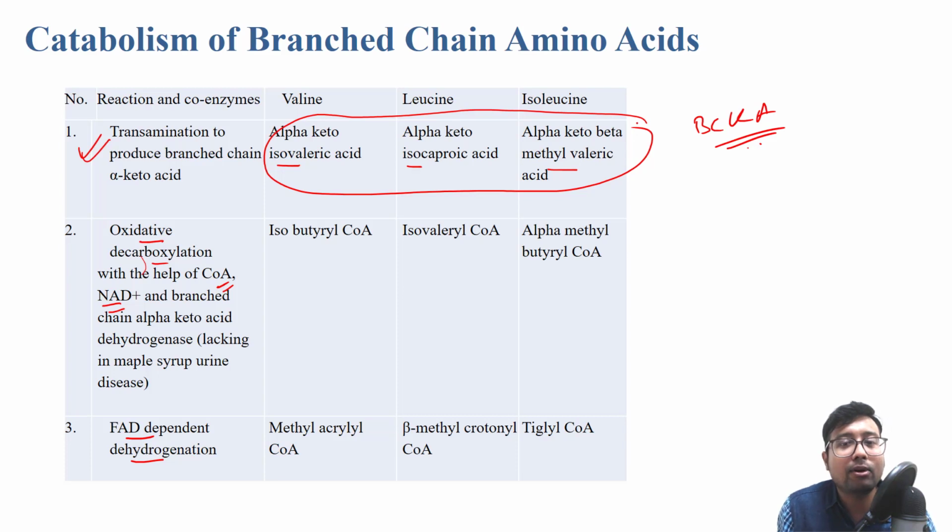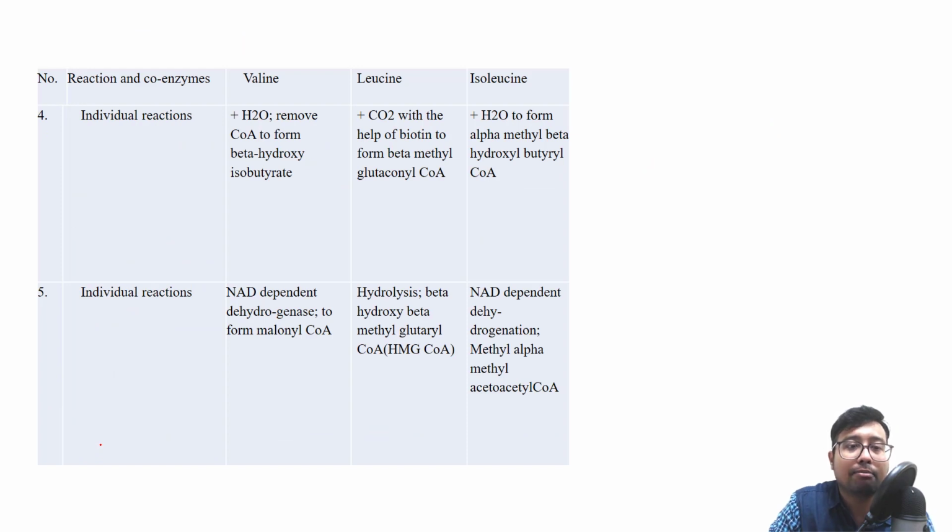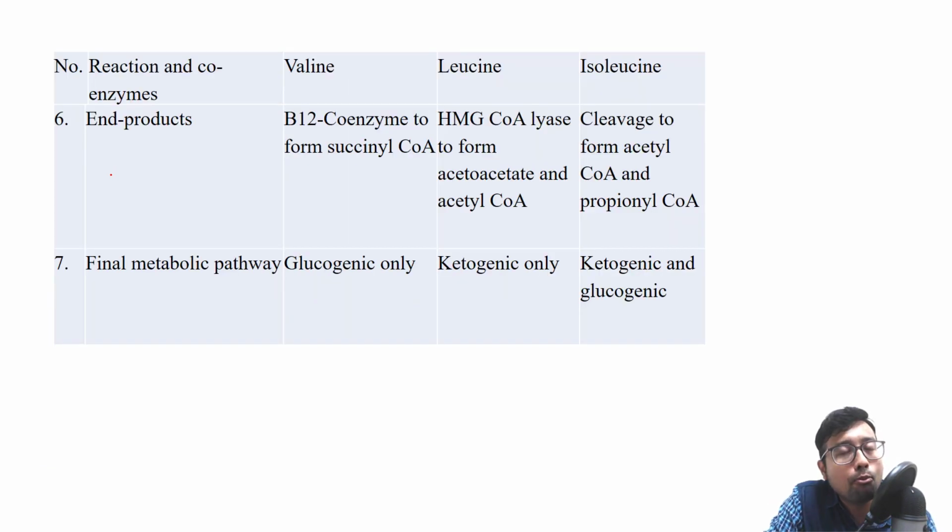The most important thing that you need to remember is this transamination reaction, and the next important, or not so important, thing but you still need to remember is this step, FAD dependent dehydrogenation. Rest all you can jolly well skip. These are all individual reactions, you can skip. If it is given in a textbook, you don't need to remember it, because there are much more important things to remember.